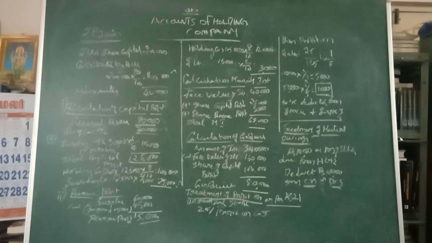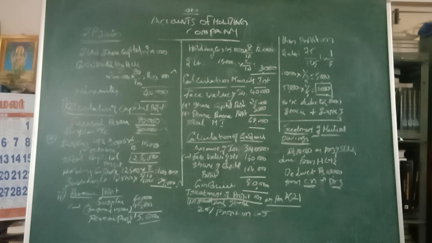It should be apportioned between the holding company and minority in the ratio of 8:2. Then revenue profit. Total surplus is 60,000. On that, the initial 30,000 plus this 30,000 for 6 months, that is 15,000, total 45,000, is deducted from the 60,000. So the balance of profit available for the revenue period, that is for the post acquisition period, is 15,000. That amount of 15,000 should be apportioned in 8:2.